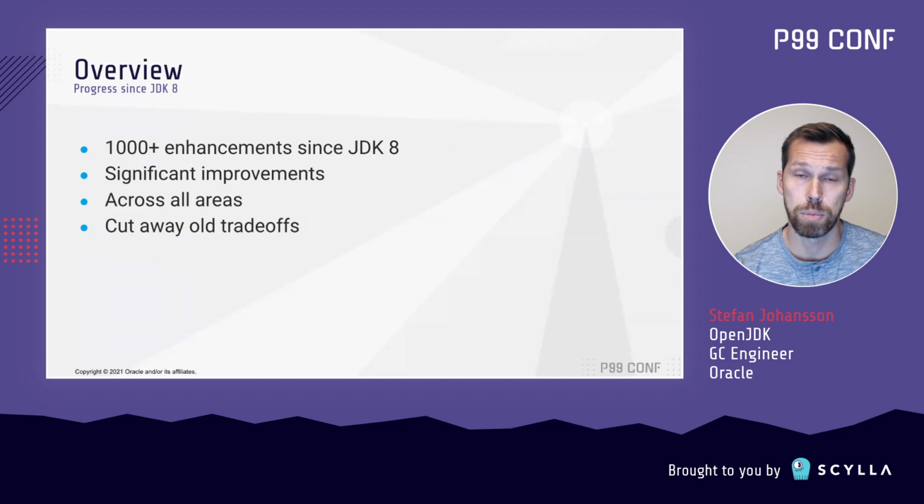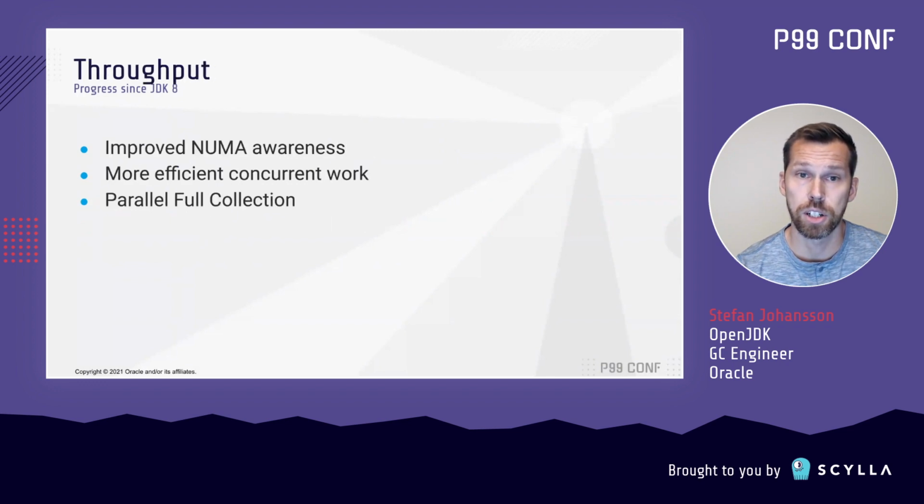And we managed to improve it across all areas. So we improved the throughput, the latency, and the footprint. And one way we've been able to do this is that we've reevaluated some of the old design decisions that were made with G1. And by redoing this in a better way, we've been able to cut away some of the old trade-offs that we had to do in G1. So let's start off with throughput when looking a bit closer at what we've done.